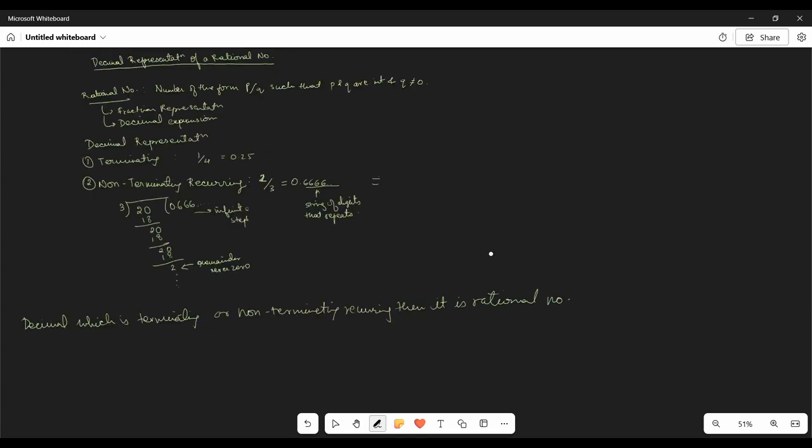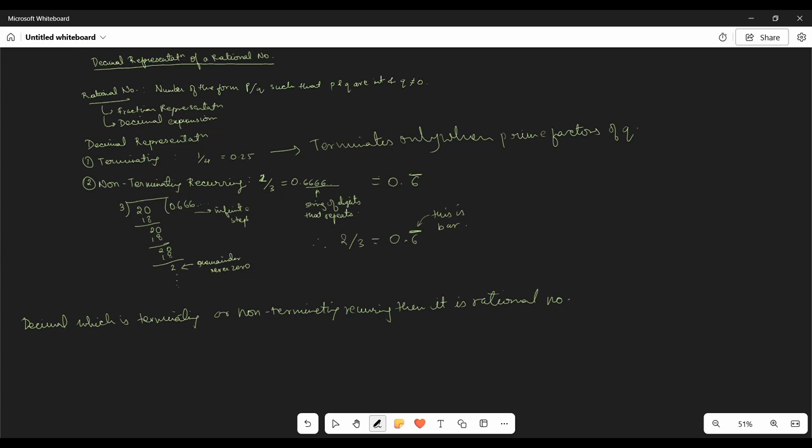So what do we do? We are just going to find out the string of integers which are repeating itself again and again in the decimal representation. So here we have 0.6666. You can see that 6 is the only number which is repeating itself infinite times, right? So we are going to represent it as 0.6 and put a bar over this 6. This bar represents the number or the string of numbers which is repeating itself in the decimal expansion.